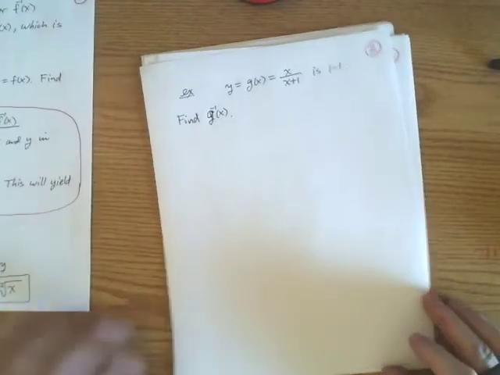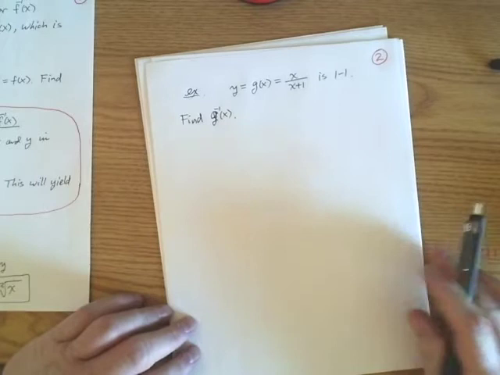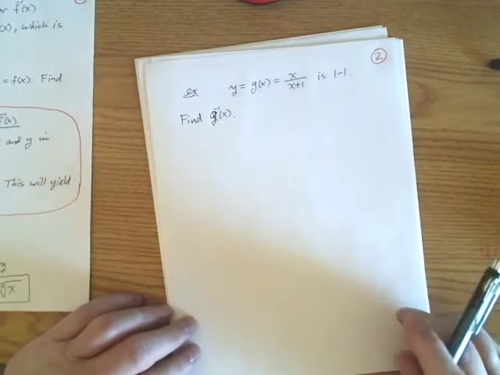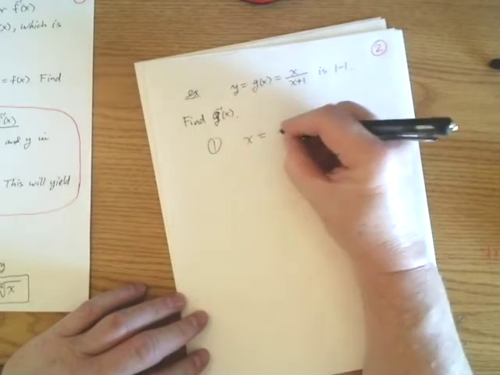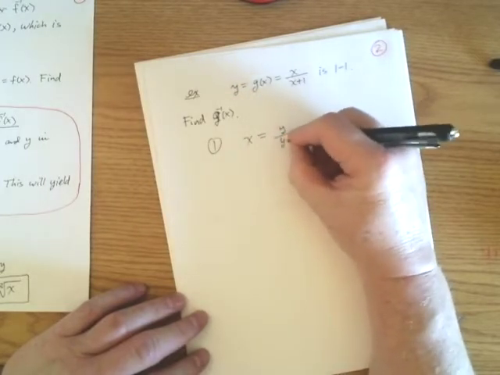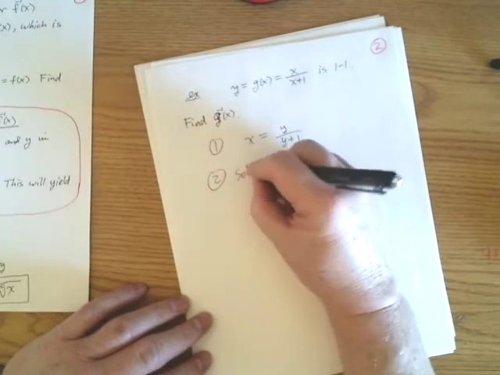Okay, let's go to another example. Again, this is 1 to 1. I make that statement, okay? Find g inverse, okay? What's our first step? Go ahead and interchange the x and the y, and then we're going to do what? We're going to solve for y, okay? In terms of x.